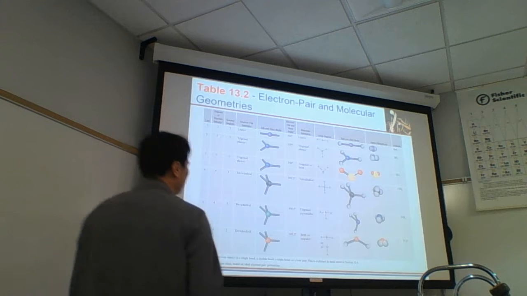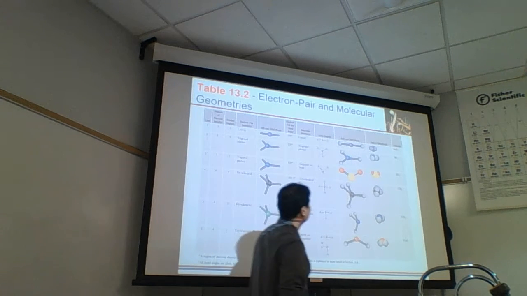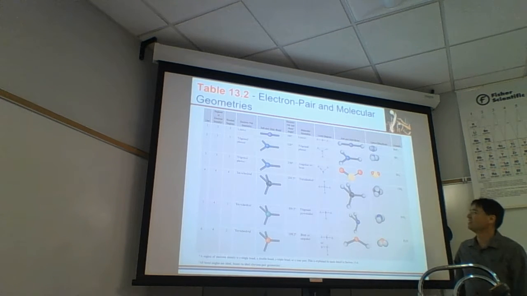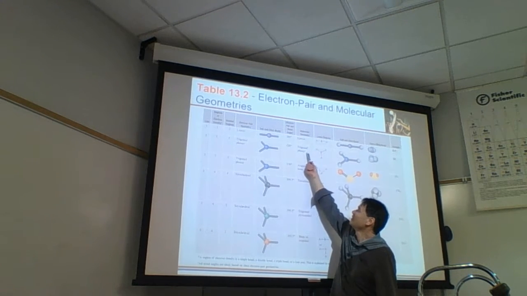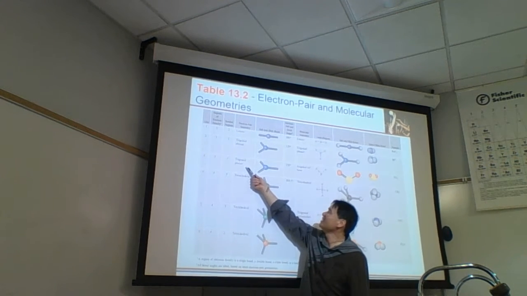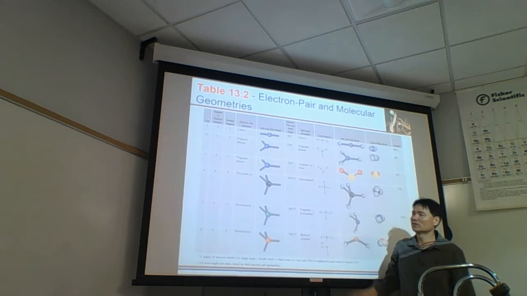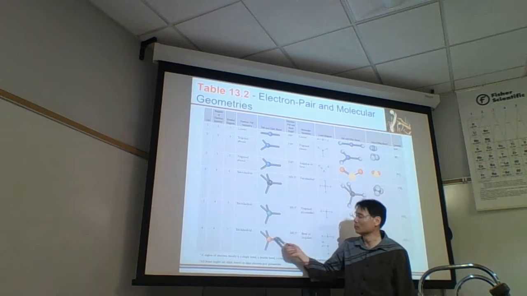We have the EPG shape. This is the EPG shape. This is the MG shape. MG stands for molecular geometry. So there are two geometries. There's the EPG, which is electron pair geometry, and the MG, which is molecular geometry. The EPG just shows us the shape of the groups of electrons.